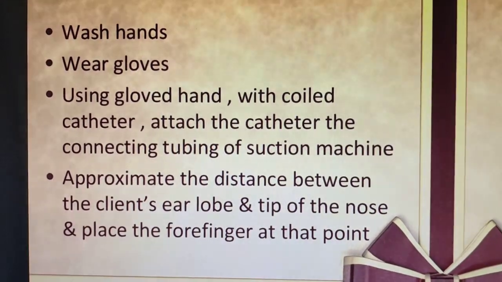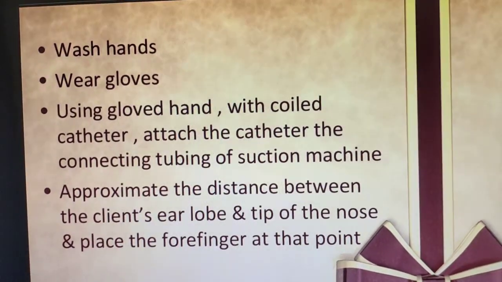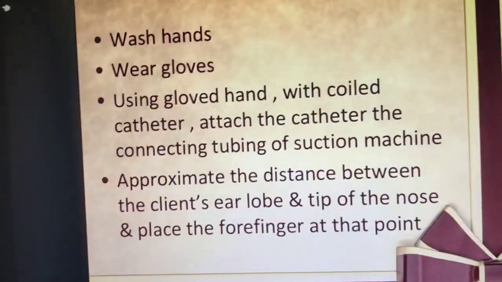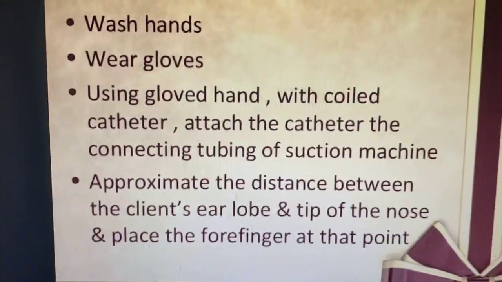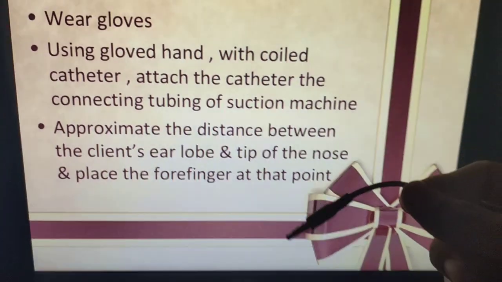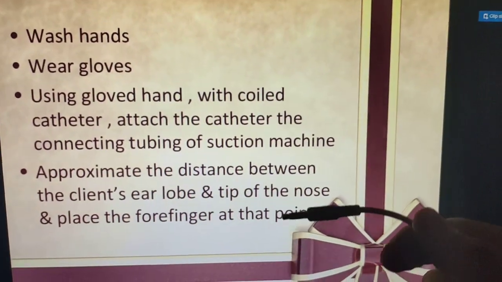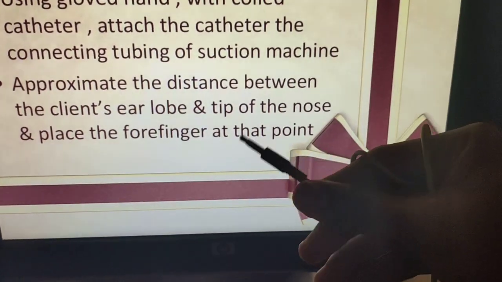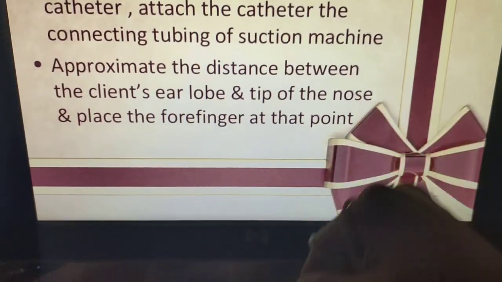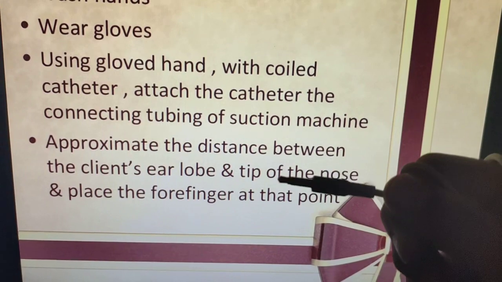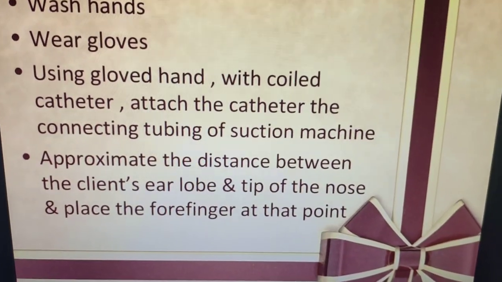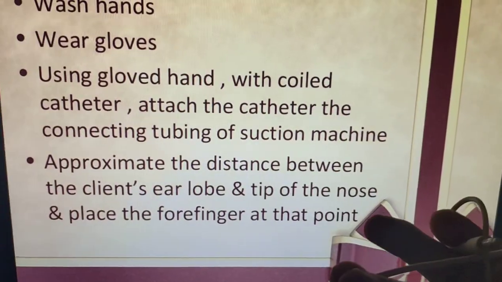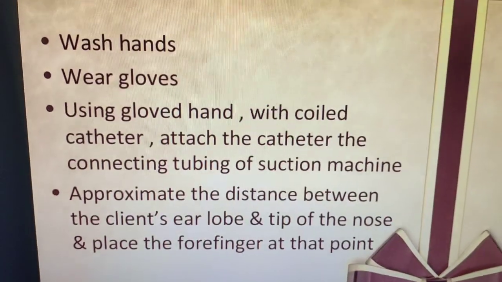Using the gloved hand, just coil the catheter. Don't touch the catheter here and there. I will show you how to hold the catheter. This is not a catheter, you just assume this is a sterile catheter. What you have to do is hold it like this. Just coil the catheter and hold it like this. Hold properly, and don't touch here and there. Holding the catheter like this is very important. Then after that, this catheter end we have to connect with the suction apparatus tube. Then you are ready to do suctioning.